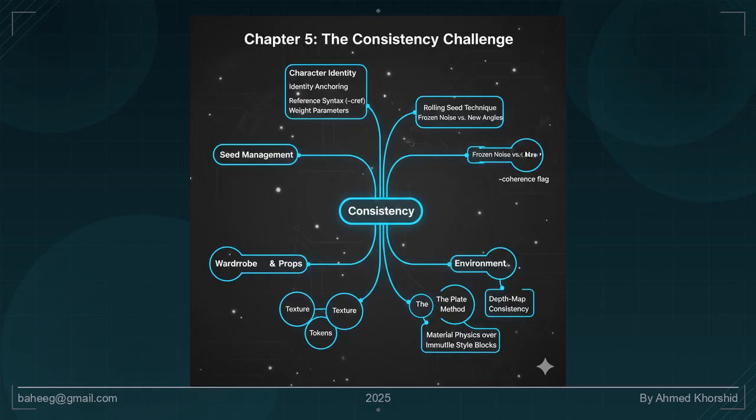Figure: Mind Map, Chapter 5, The Consistency Challenge. Root: Consistency. Branch: Character Identity. Leaf: Identity Anchoring. Leaf: Reference Syntax, cref. Leaf: Weight Parameters. Branch: Seed Management. Leaf: Rolling Seed Technique. Leaf: Frozen Noise versus New Angles. Leaf: Coherence Flag. Branch: Environment. Leaf: The Plate Method. Leaf: Background Locking. Leaf: Depth Map Consistency. Branch: Wardrobe and Props. Leaf: Texture Tokens. Leaf: Material Physics over Details. Leaf: Immutable Style Blocks.